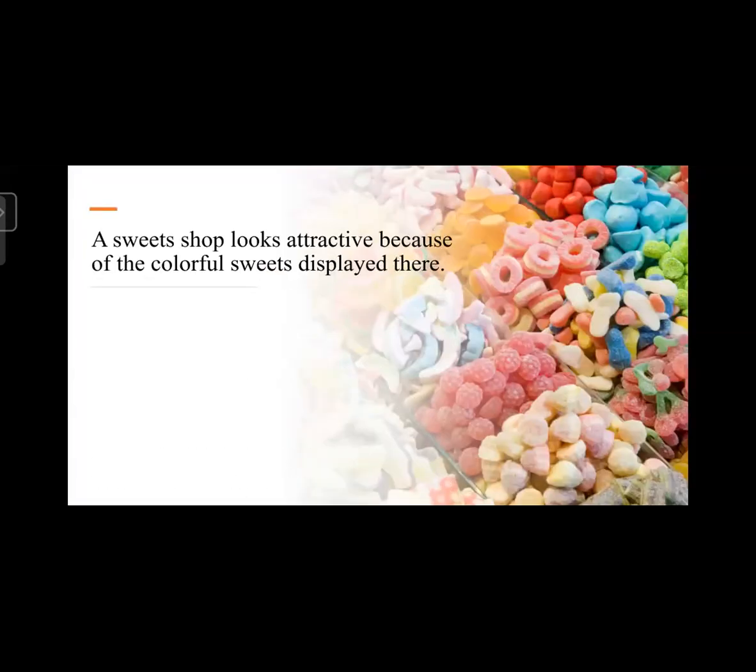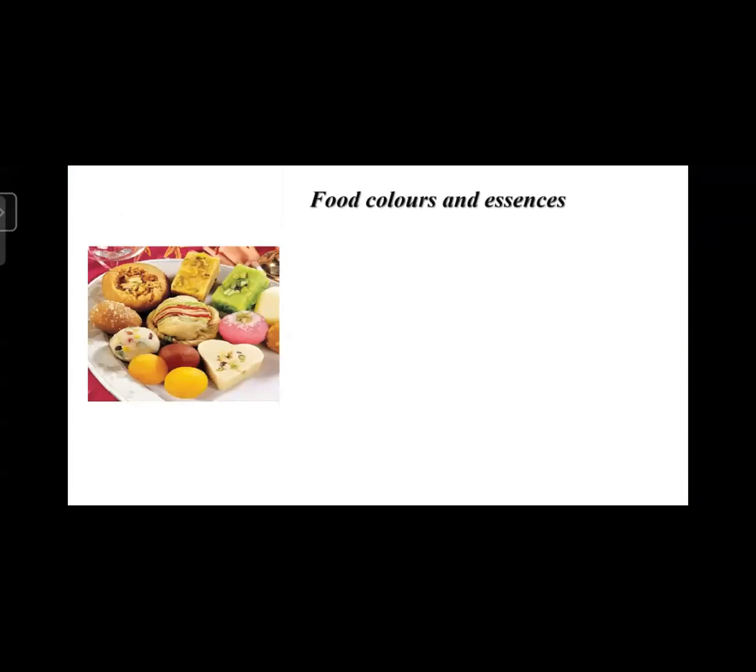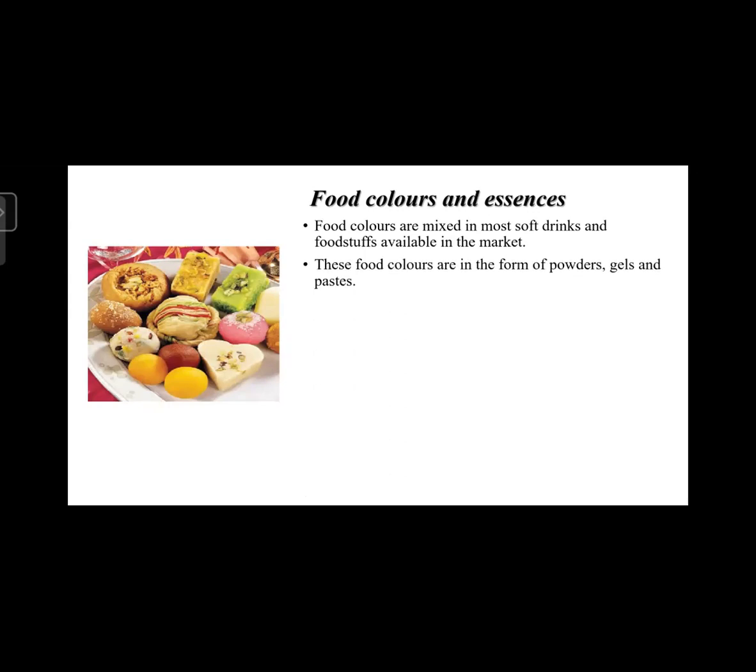Now, first, the sweet shop looks attractive because of the colorful sweets which are displayed there. Which colors are used in this substance? So the answer is edible colors. Now these edible colors are called food colors and essence. These food colors are mixed in most of the soft drinks and foodstuff available in the market.